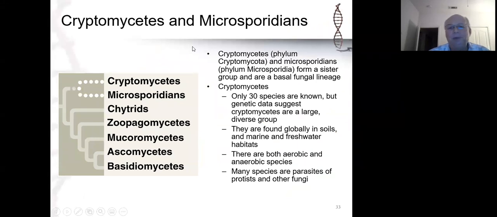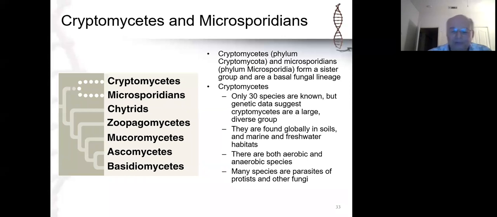So the cryptomycetes and the microsporidians are considered to be a sister group and very much basal to fungi. And again, it's a tentative association. I don't know very much about these because they have been recently identified. I know a bit more about the microsporidians than I do about the cryptomycetes. The cryptomycetes are primarily parasitic on the basis of what I've seen in the literature. They do have a wide distribution.